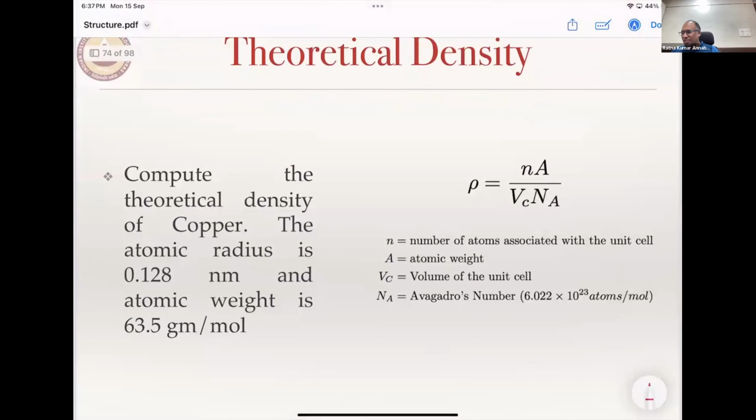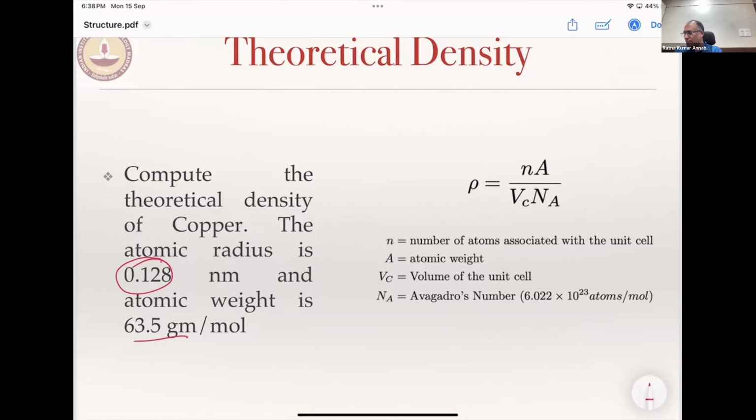So now we define something called the theoretical density of a material. Suppose you take copper. One can find the atomic radius of copper to be 0.128 nanometers, and the atomic weight of copper is 63.5 gram per mole. That means 1 mole of copper, if you take, weighs 63.5 grams.